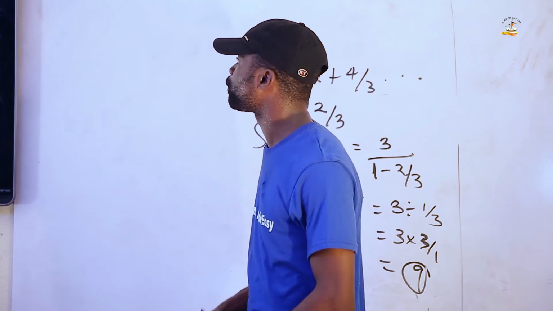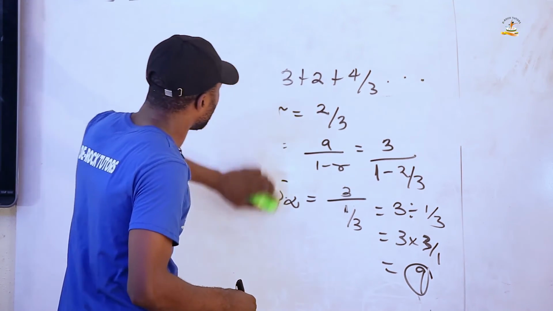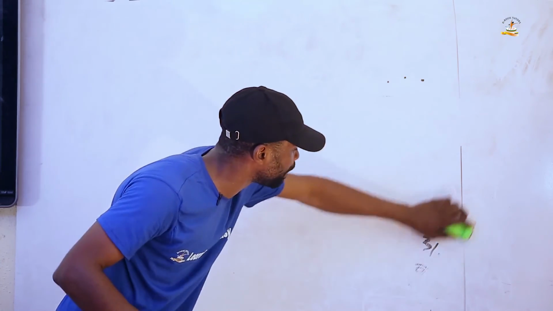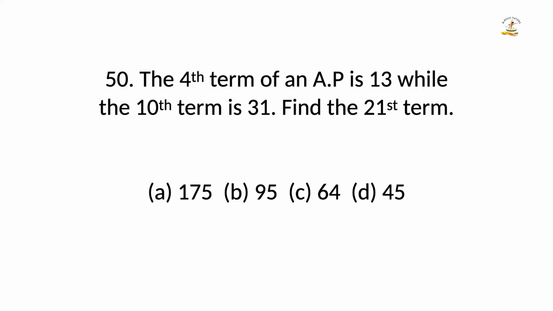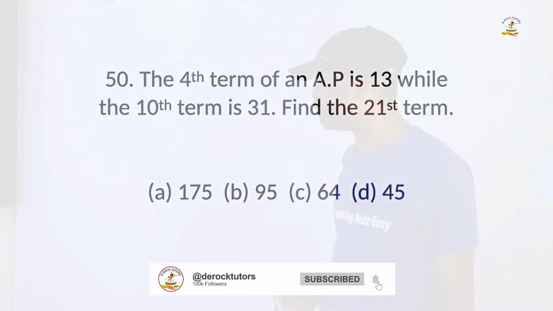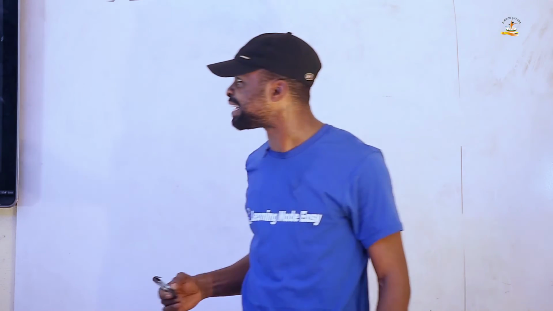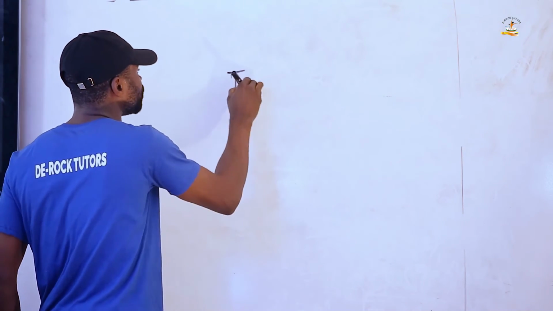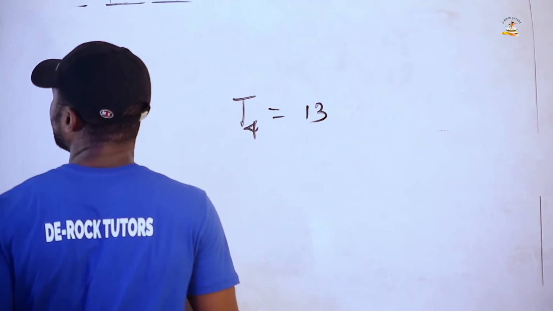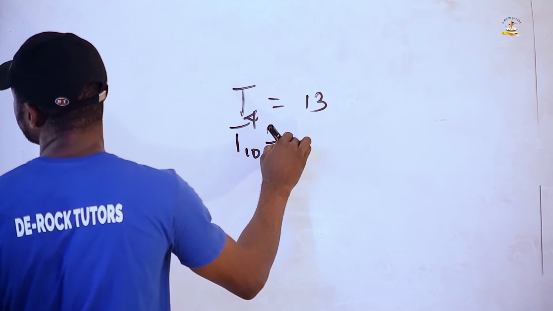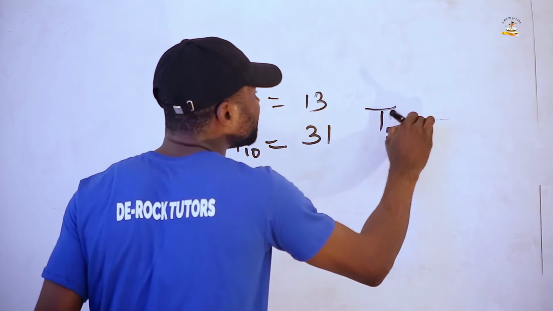Question number 50 is also talking about sequences and series. But this time around, it's not talking about GP, but AP. The fourth term of an AP is 13, while the 10th term is 31. We are required to find the 21st term. Conventionally, let us put the fourth term as T4, and it is given to be 13. The 10th term is T10, and it is given to be 31. So we are required to find the 21st term.